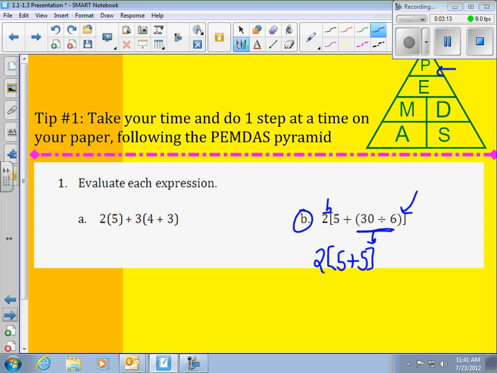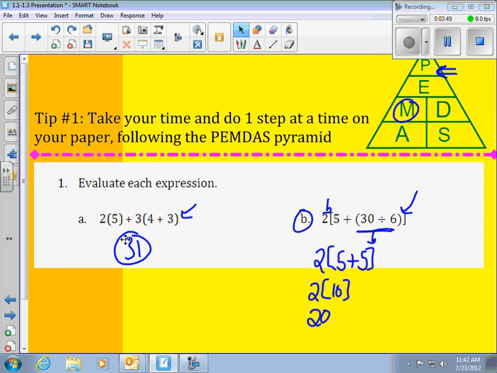And there's our first step. We're not done with parentheses yet because the brackets here are a grouping symbol. We're going to do that also. 5 plus 5 is 10, so this becomes 2 times 10. And finally, we have some multiplication here. Just the 2 times 10 is 20. Okay, I'm going to let you guys try A if you want to. And the answer to 1A here is, I think it's 31. So try that and see if you can get it.